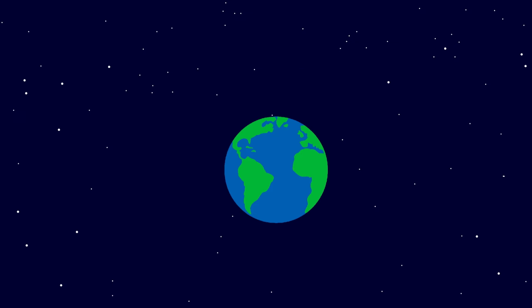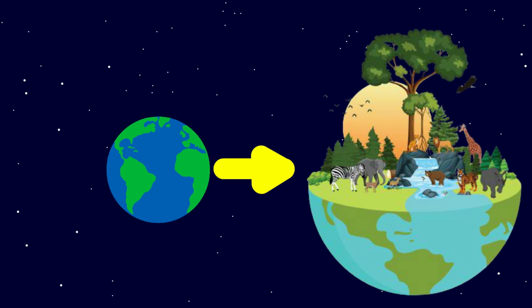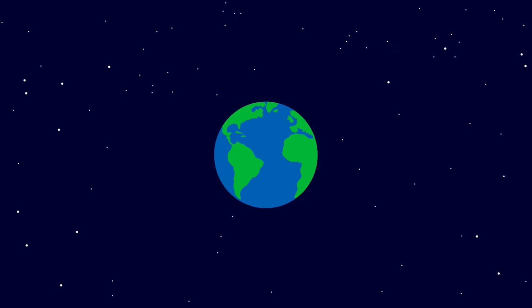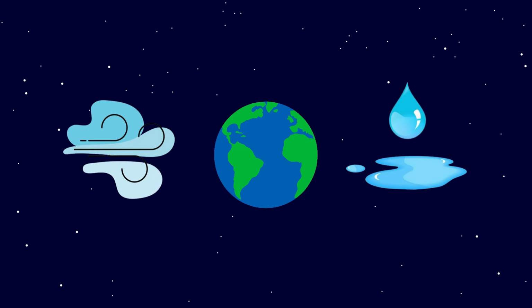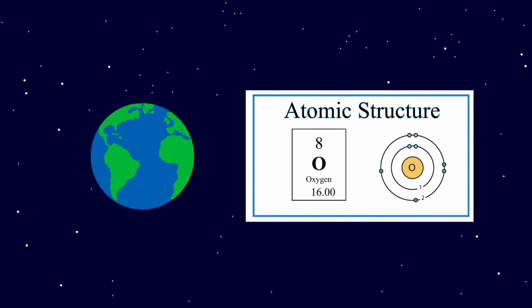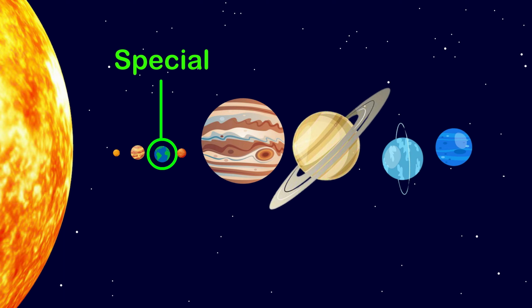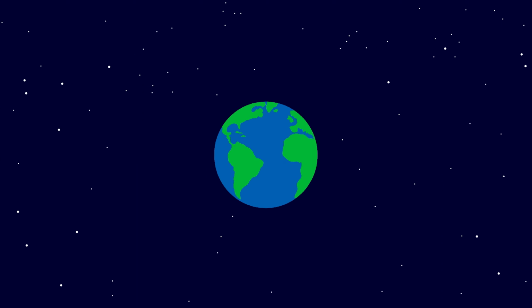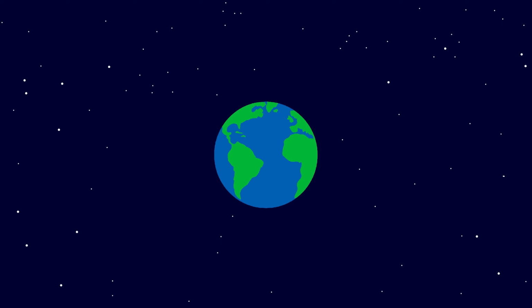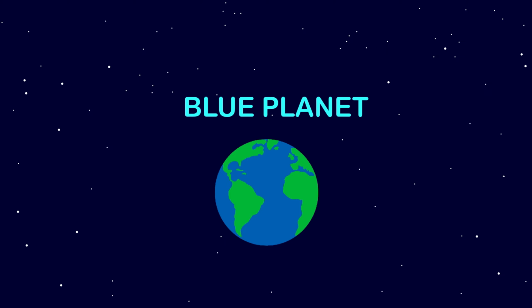Only on Earth are there likely to be conditions that allow for life. The temperature of the planet is just right. It has air and water. These 2 things we absolutely need to survive. Life-sustaining gases like oxygen are present in the air. The Earth is a special planet in the solar system as a result of these factors. The Earth appears blue from space because water covers 2/3 of its surface. As a result, it is referred to as a blue planet.